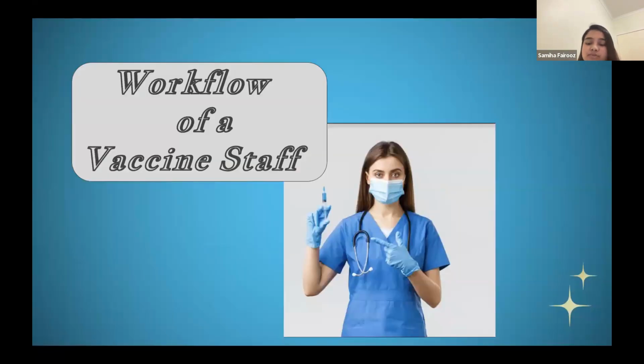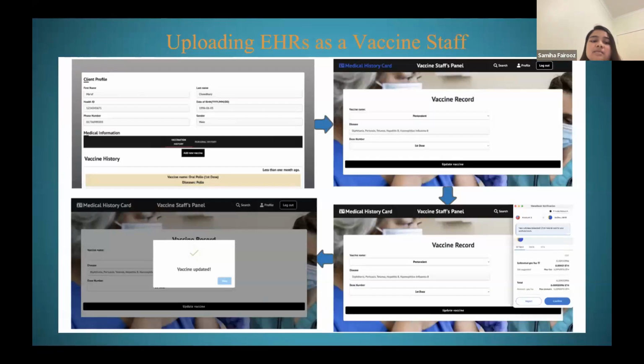Moving to the following user, the vaccine staff. Some steps have been given here where a vaccine staff upload a patient's vaccination record. The disease's name for which the vaccine is taken will be automatically displayed when the vaccine's name is selected from the drop-down box. The number of doses has to be chosen likewise.